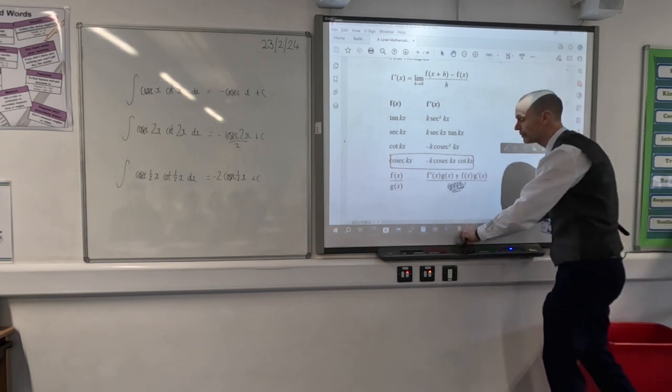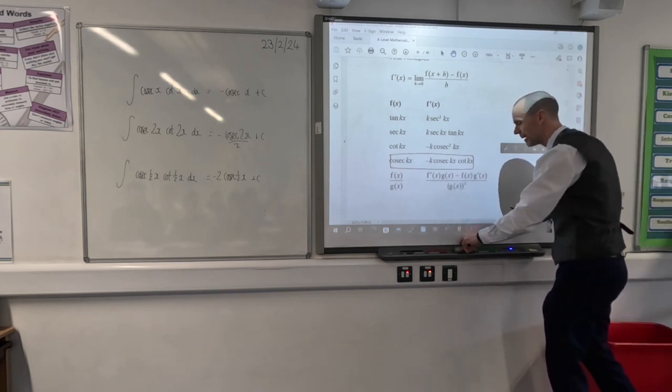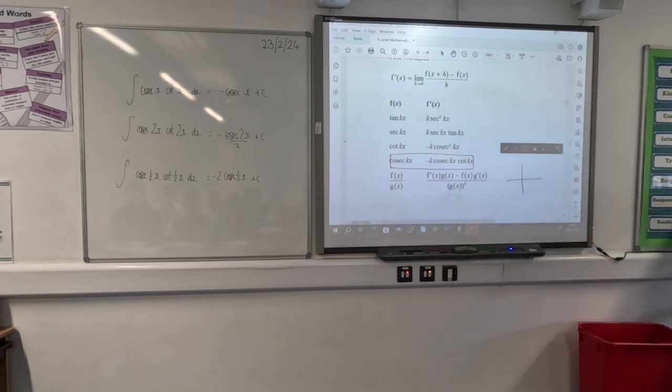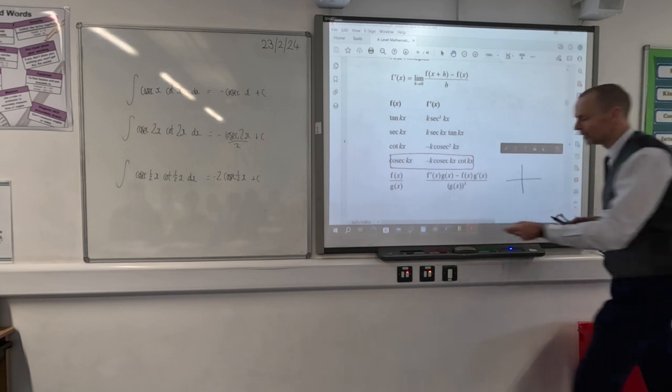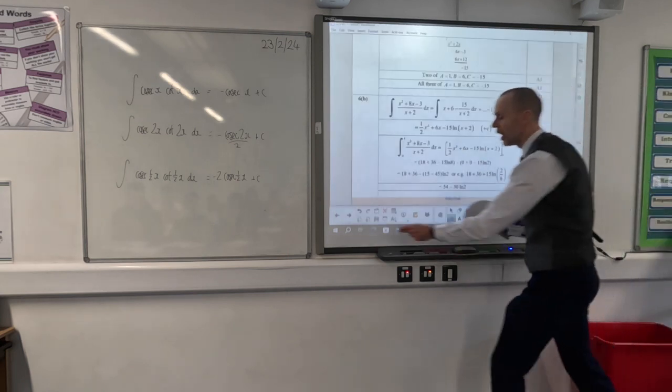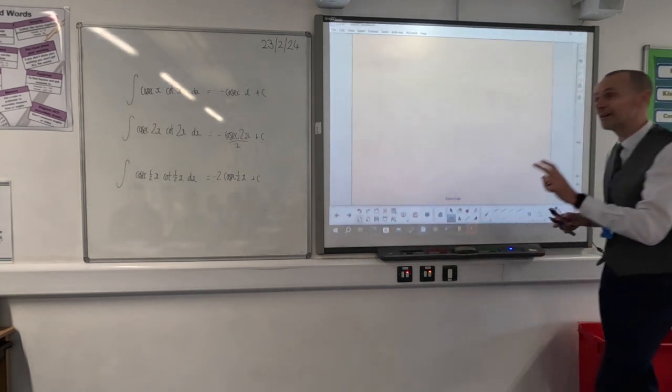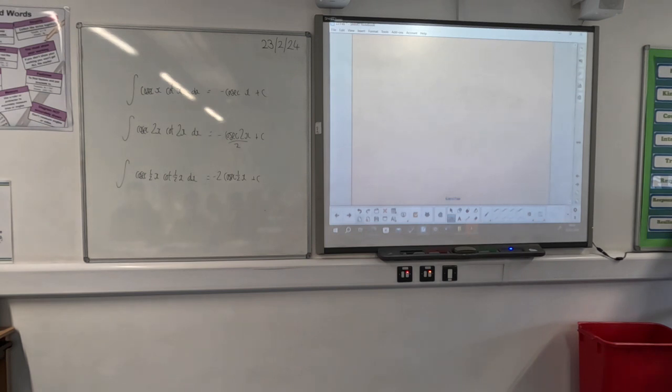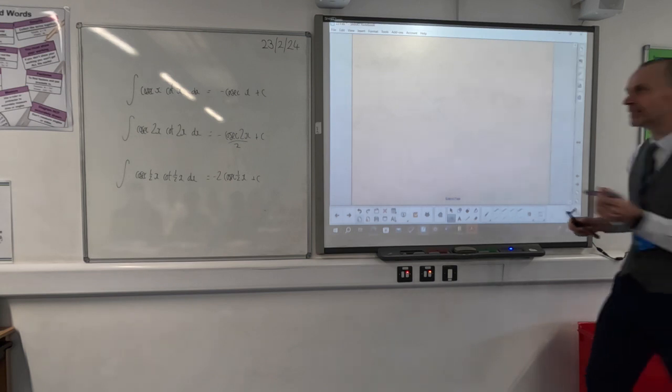If you struggle to remember the quotient rule and the product rule, then there is that sort of hint at the bottom of page 6 of the formula book. Okay, right, so I want to talk about using the identities to integrate. And this is really useful because it's a timely reminder of using the identity.